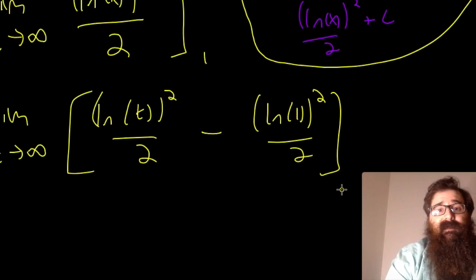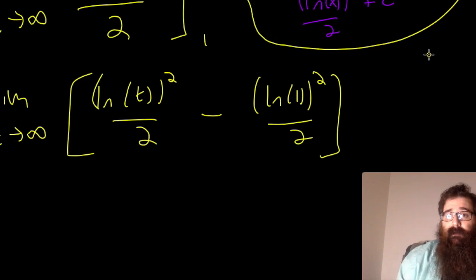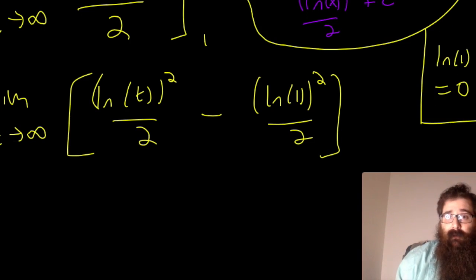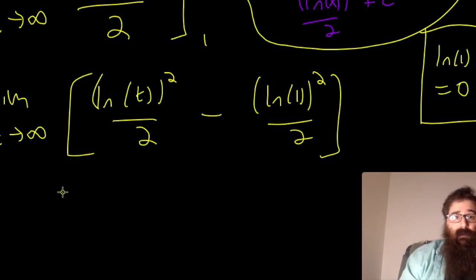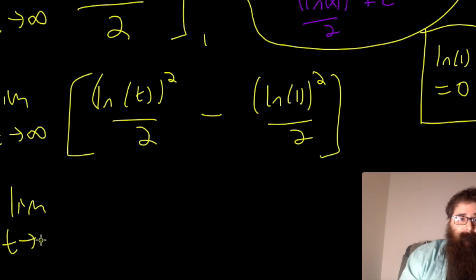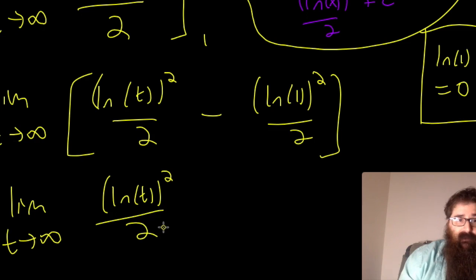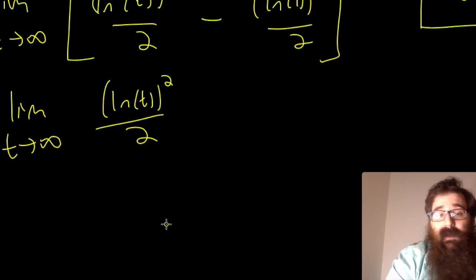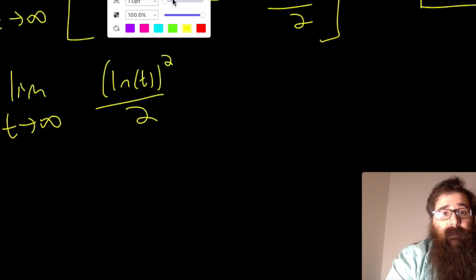So we just got done saying in the previous example, important result, that natural log of 1 is equal to 0. So here I get 0 squared over 2, which is 0. So this whole second term is gone anyways, and we're left with the limit as t goes to infinity of natural log of t squared over 2. Let's talk about limits now.